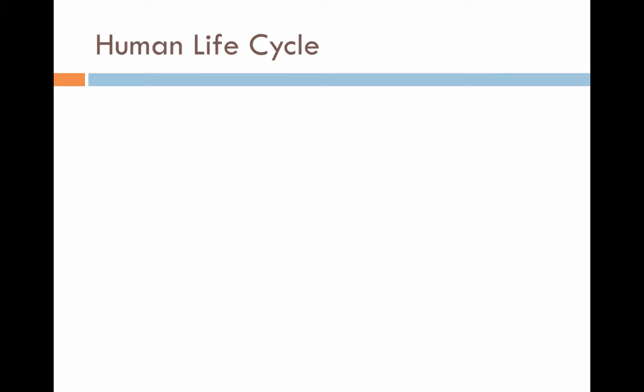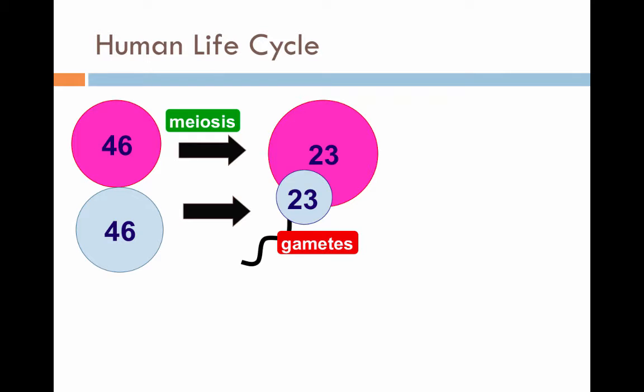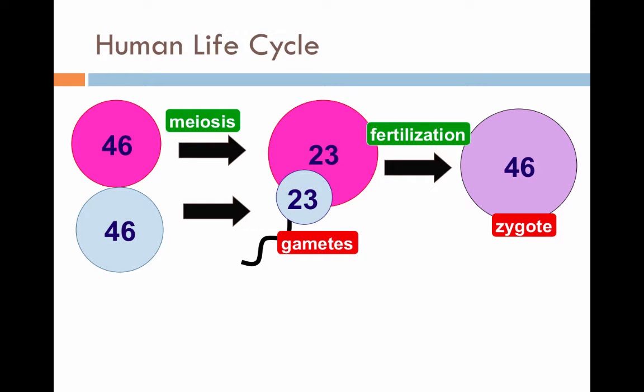Well, how do mitosis and meiosis fit into the human life cycle? Females have reproductive cells in their ovaries that go through meiosis to produce eggs. Males have reproductive cells in their testes that go through meiosis to produce sperm. Remember, sperm and egg cells are called gametes. These 2 gametes occasionally come together through the process of fertilization. When the sperm enters the egg, it creates a fertilized egg called a zygote.